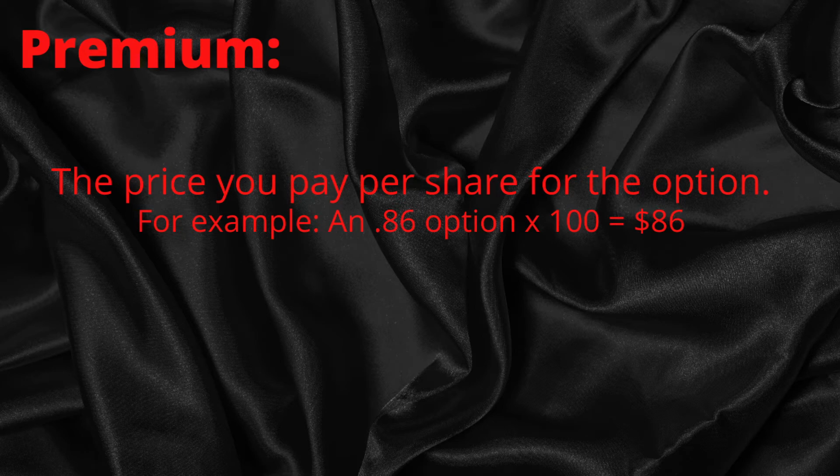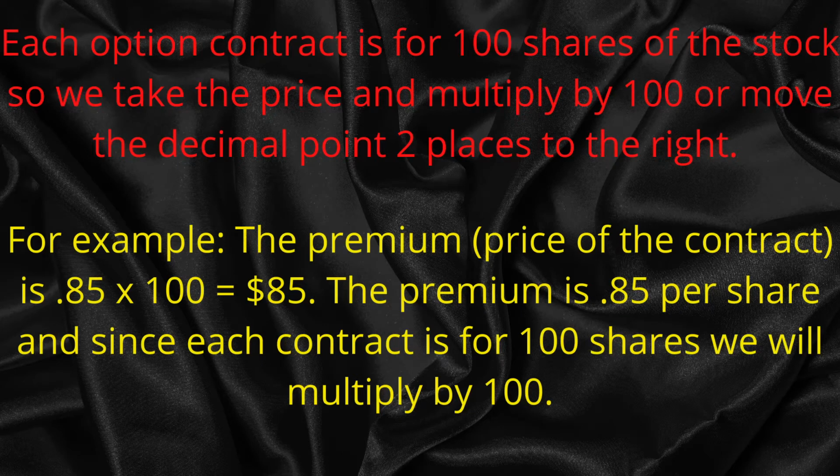Then we need to know the premium. The premium is the price you pay per share for the option. For example, an 86-cent option times 100 equals $86. So why do we multiply by 100? We multiply by 100 because each option contract is for 100 shares of the stock. So we take the price and multiply by 100, or move the decimal point 2 places to the right. So for example, the premium, or the price of the contract, is 85 cents times 100. So the premium is $85. The premium is 85 cents per share, and since each contract is for 100 shares, we multiply by 100.